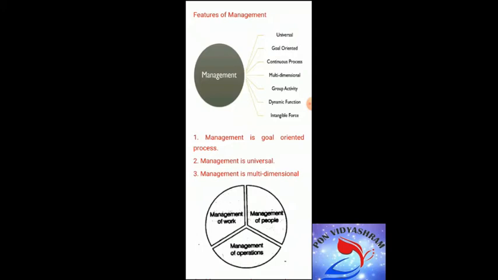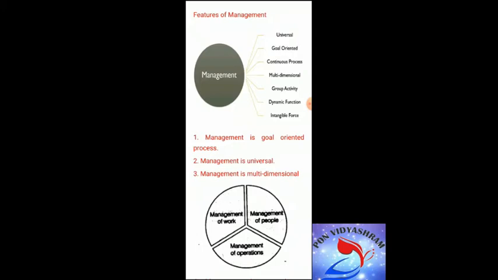Next is the management is universal. As the word says, universal, it is applied everywhere and it is possible everywhere. You will find managing of things going to happen at every level and in every department. So management is considered as universal.